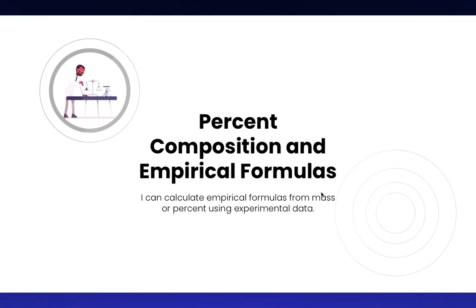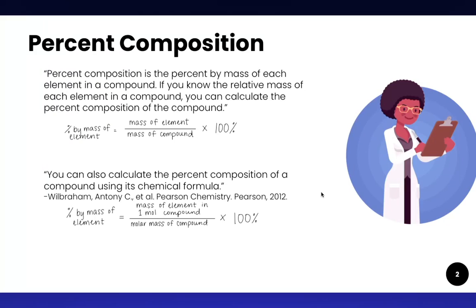Let's say you had an unknown solid substance and you use a chemical reaction to remove one of the atoms from the molecule completely. If you massed the substance before the experiment and then took the mass after the experiment, you could calculate the percent mass of that element inside the molecule. So that is percent composition.